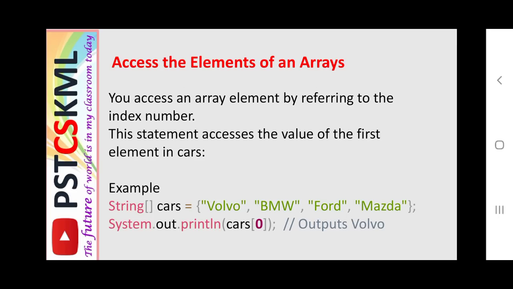So we want to print a value from this array. We write System.out.println, and we have cars, then the brackets, and we close with a semicolon. What we must write inside the brackets is the index number of the value. If we want Volvo to come out as the print output, we will use cars index 0. So Volvo will come out as the output. If you want Mazda to come out as output, we will write cars 3.